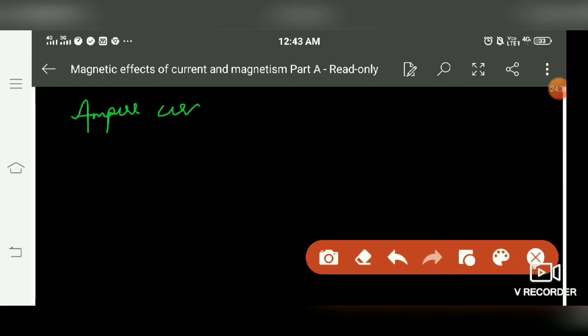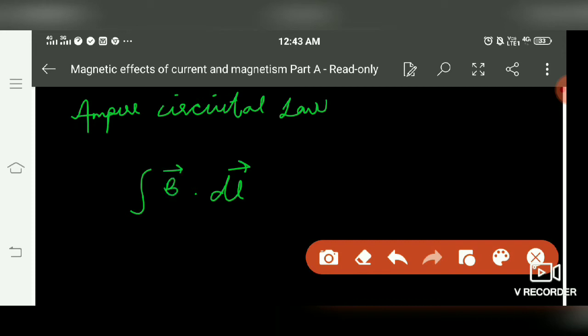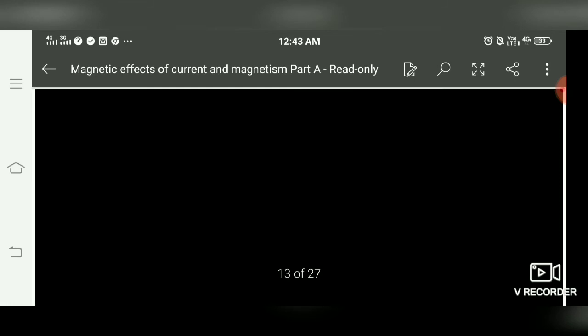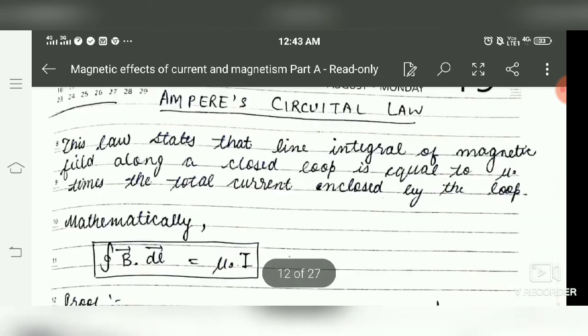Again I am explaining it to you. Ampere circuital law states that the line integral, that is dl, of magnetic field around a closed path is equal to mu naught times the current threading across the circuit. This is Ampere circuital law, a statement of Ampere circuital law.